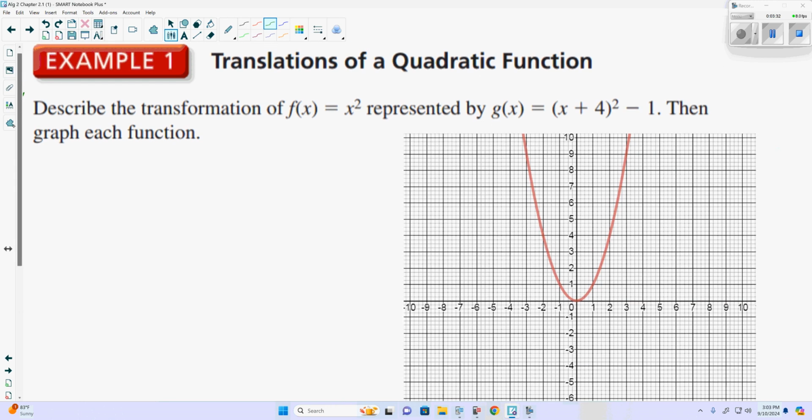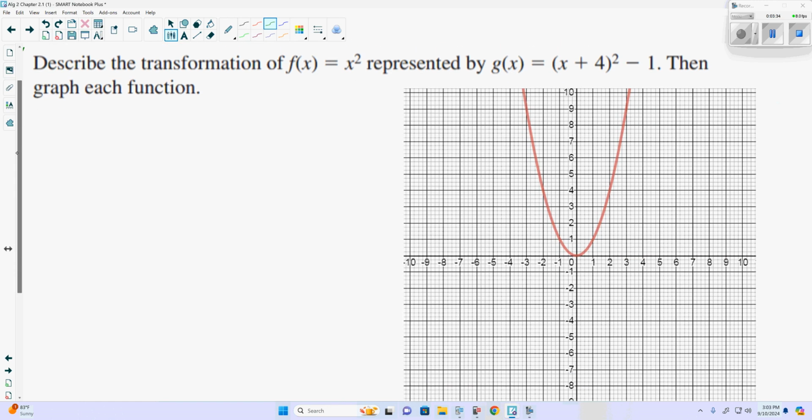Now, we look at this first one here, describe the transformation. G of x is equal to (x plus 4) squared minus 1. So inside the parentheses, we have x plus 4. The 4 is our h. It's moving it left or right. So we need to determine how far, and if we're moving to the left or right, because the movement we have is 4. Now, will this be 4 units to the left or 4 units to the right?